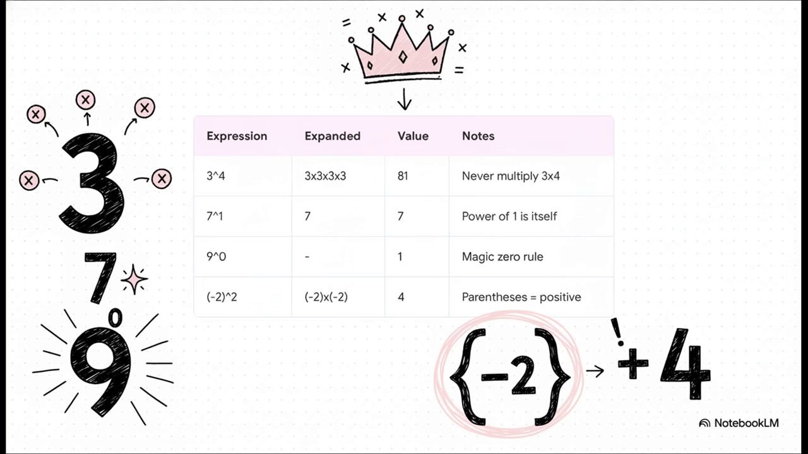Think about -2, fully enclosed in parentheses and squared. Those parentheses act as an anchor. They tie the negative sign directly to the base itself. That means you are multiplying -2 by -2, which cancels out the negatives and gives you a positive 4. If those parentheses weren't there, the math would behave entirely differently. It's a tiny structural detail, but actually scratch that. It's a massive detail that completely changes the trajectory of your exponential growth.